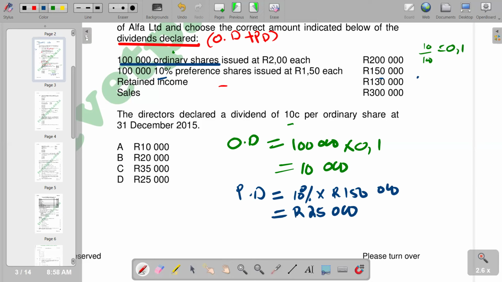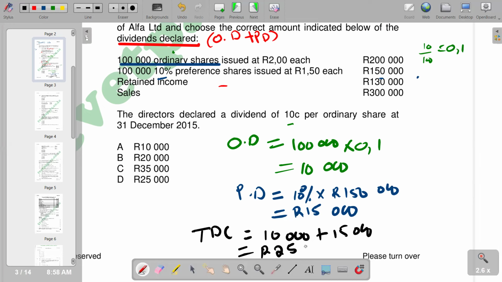And now to get the total dividends declared. Total dividends declared, we are now saying, here we're getting 15,000. So this one is a mistake. We can correct it on this part. We have 15,000. So for total dividend declared now, we are saying 10,000, and then you add your 15,000. And then you're going to get your total is 25,000. So this is exactly what we have on this part. So 25,000 we are having on D. So we have D as the correct one for that part.